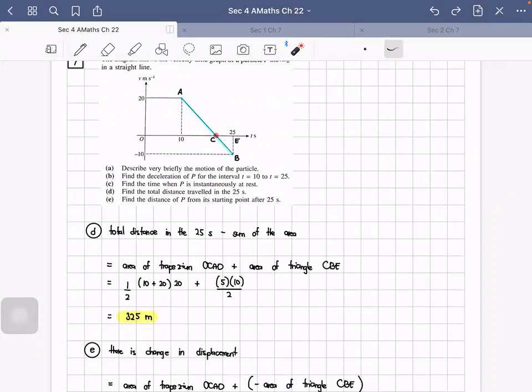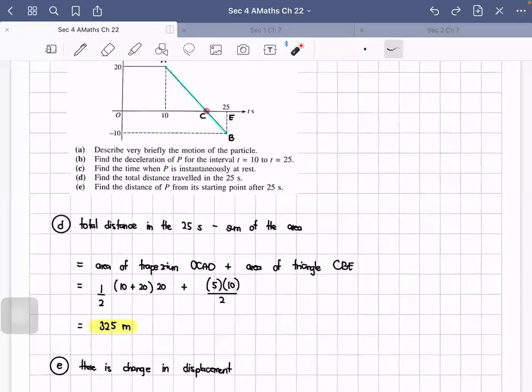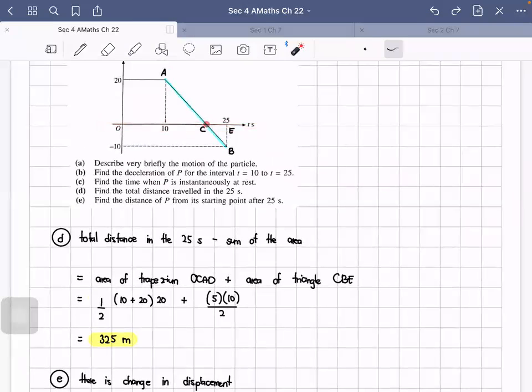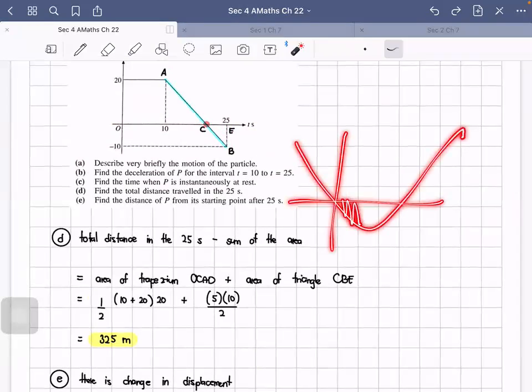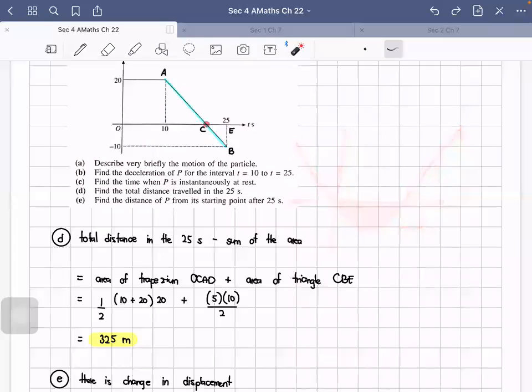Okay, now class, for letter E, there's a slight difference. Since the question is about the distance of P from its starting point, not the total distance traveled, you should consider the displacement of the particle. As you can see, class, this triangle here is below 0. We can say that this triangle here is negative, right? If you remember finding the area under a curve, whenever your shaded area is here, it's negative, right? Same with this. So there's a slight change in displacement. Since this part here is negative, we should subtract this from the total.